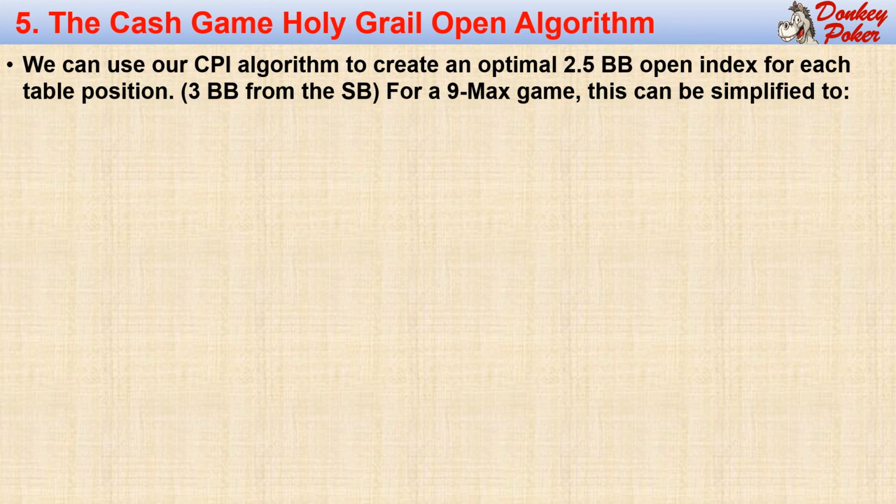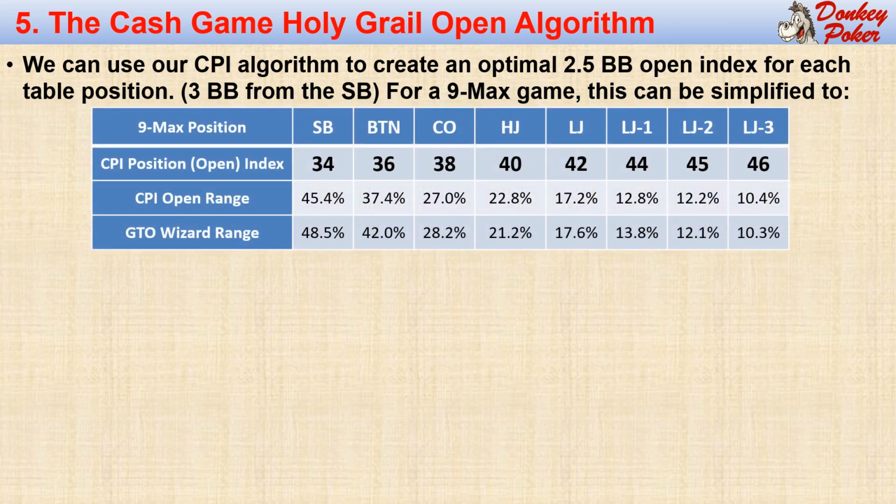Coupling our CPI algorithm with the ranges from GTO Wizard, we can create an open index for each table position. The mathematics of this is fairly involved, so I won't go into it here. Instead, I will just show you the result. This Holy Grail open algorithm applies to every table position in a 9-max or smaller game.